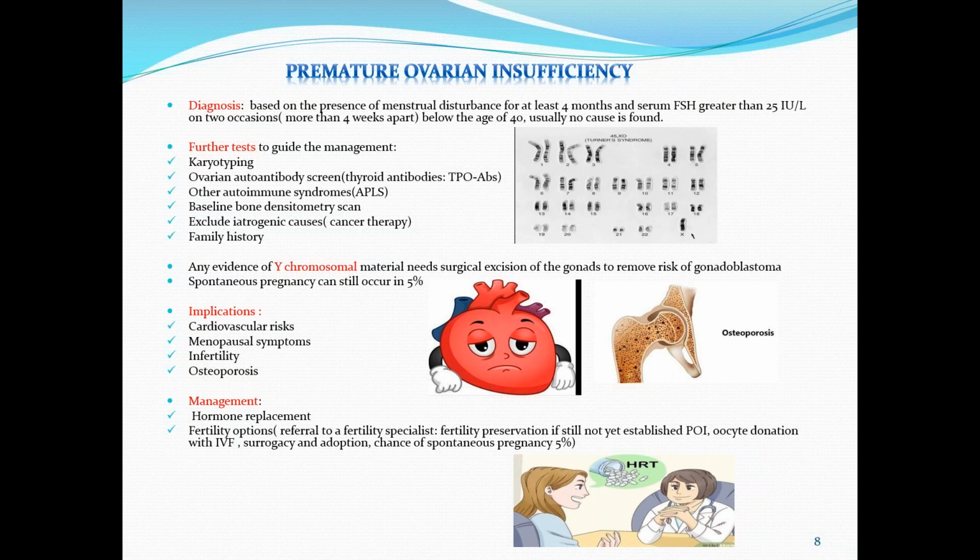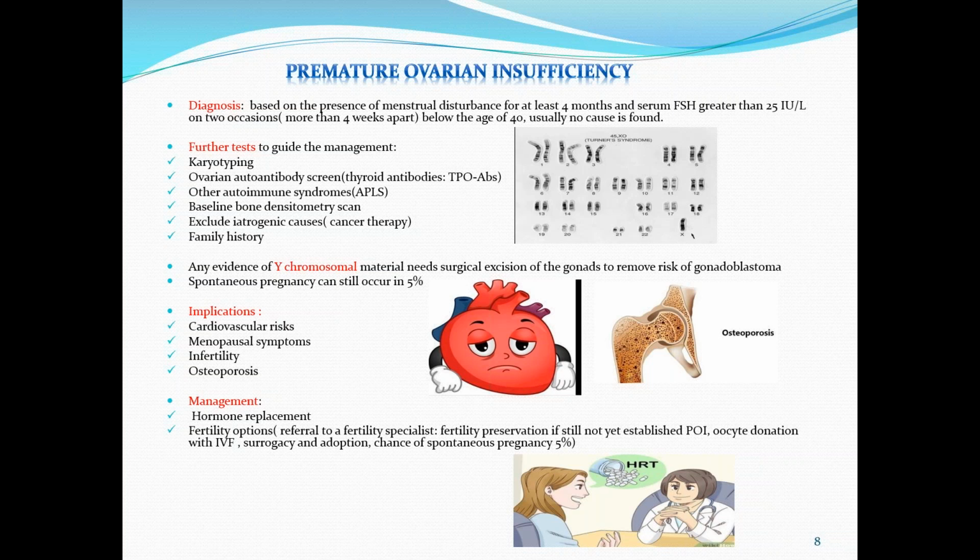You need to assess bone mineral density because she may develop osteoporosis. You need to exclude iatrogenic causes in your history, so ask the patient if there is any history of cancer treatment, radiotherapy or chemotherapy, as it could be the cause. Ask about family history of a similar condition. And if there is evidence of a Y chromosome, we need to explain to the patient the importance of gonadectomy to reduce the risk of gonadoblastoma.